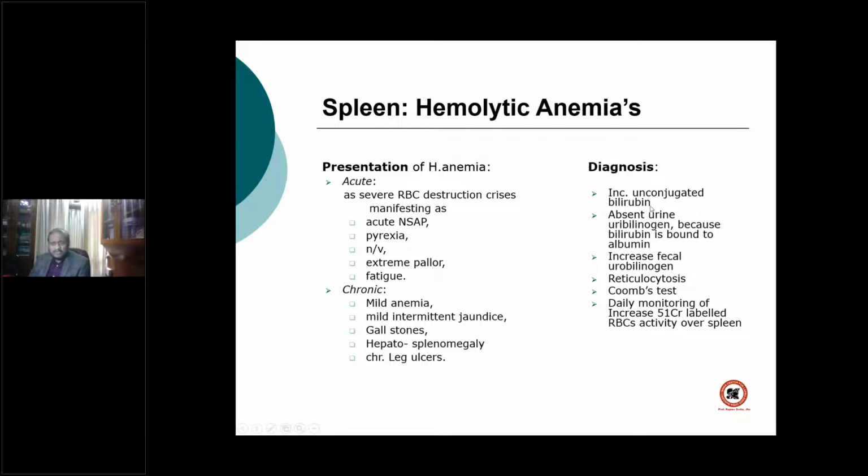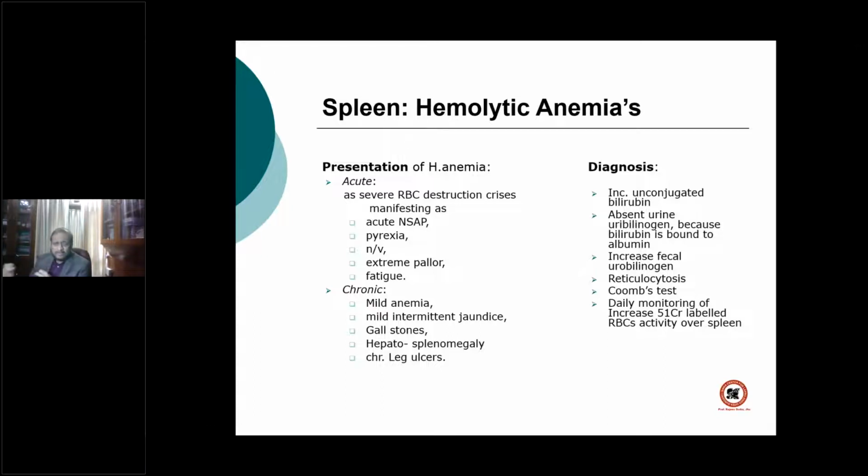How do you diagnose it? Number one, increased unconjugated bilirubin, absent urine urobilinogen because bilirubin is bound to albumin, increased fecal urobilinogen, reticulocytosis, Coombs test positive, and daily monitoring of increased RBC destruction over the spleen.